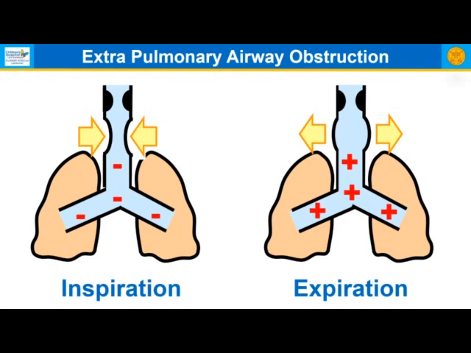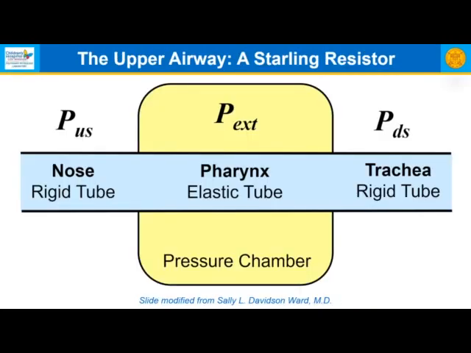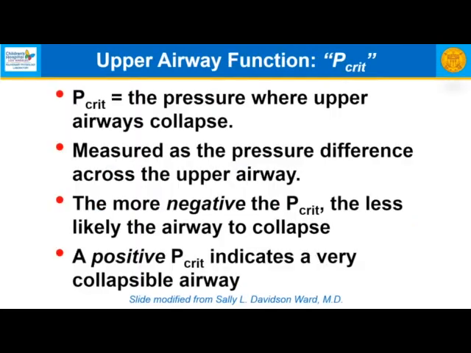So we're now going to talk about extrapulmonary airway obstruction. The upper airway is a so-called Starling resistance. So we have a fairly rigid tube in the nose, we have a fairly rigid tube in the trachea, and we have an elastic tube, if you will, in the pharynx. So this is a tube where the patency is going to depend on pressure inside the tube versus outside the tube. So the P crit is the pressure where upper airways collapse. It's measured as the pressure difference across the upper airway. A more negative P crit, the less likely an airway is to collapse. That is, pressure can be negative inside the airway, and it still manages to stay open. A positive P crit indicates a very collapsible airway.